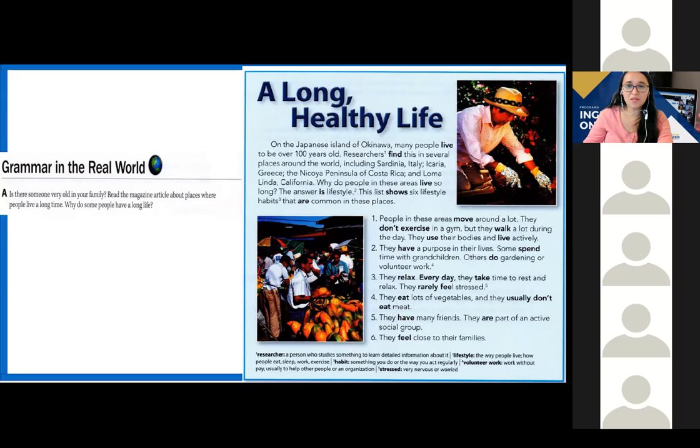Okay, thank you, Rose. Can you help me with the next one? Let's see, Janet, please, number five. They have many friends. They are part of an active social group. Okay, that is another. There you see that they have a lot of friends and they are part of a group. For example, you can be part of a church, a social group, or the community, but you have to be active, right? Difficult, sometimes difficult. Okay, and the last one, Manuel, please. Number six: they feel close to their families. Okay, that is another aspect for having a healthy life, to stay close with their families.